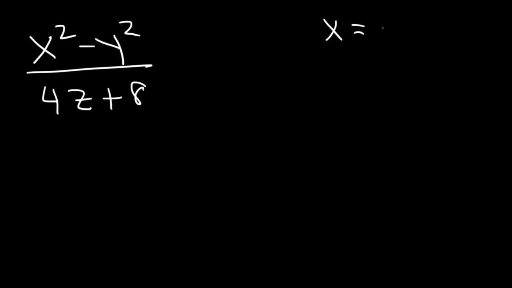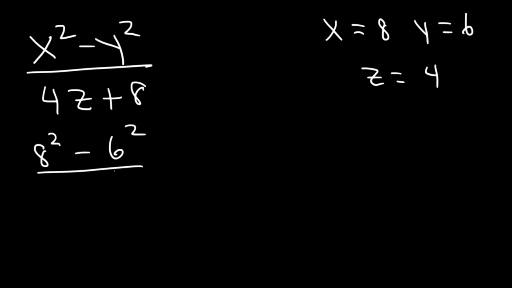Try this one. x squared minus y squared divided by 4z plus 8. And let's say that x is equal to 8, y is 6, and let's say z is 4. So x squared will be replaced with 8 squared, and y, let's replace it with 6. And then let's substitute z with 4. So this is the expression that we need to simplify.